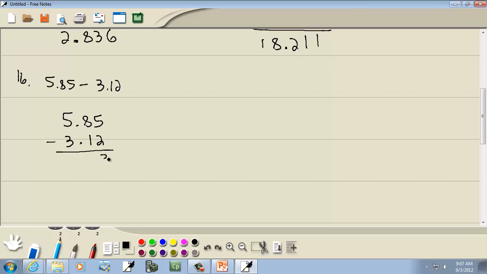5 minus 2 is 3. 8 minus 1 is 7. 5 minus 3 is 2. And where our decimal place is, come straight down. And our answer is 2.73.